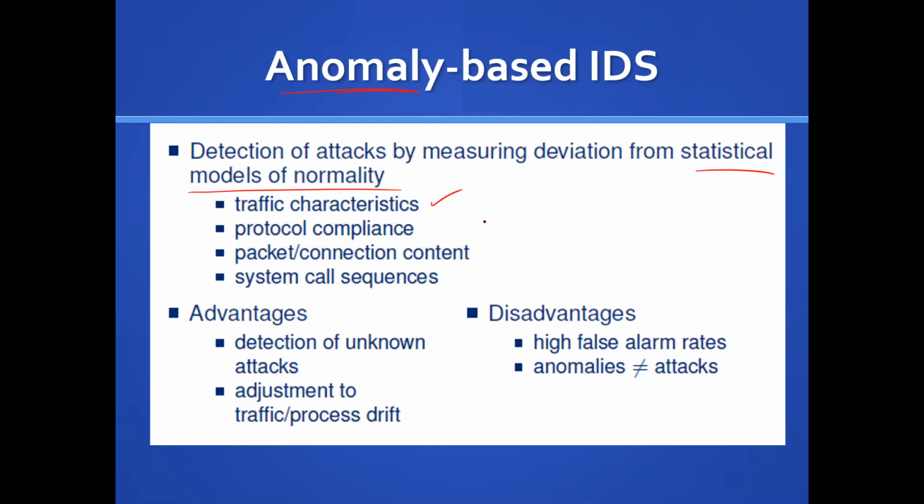They can look at things like traffic characteristics, protocol compliance, content, call sequences, etc. So advantages: detection of unknown attacks, right? Disadvantages: also a high false alarm rate, because an anomaly is not necessarily an attack, right? An anomaly can just be that it's the end of the year, everyone's working really hard, and they stayed late, and boom, the network thinks that people are stealing information because there's so much network activity late at night. So that's really the idea with anomaly-based systems.